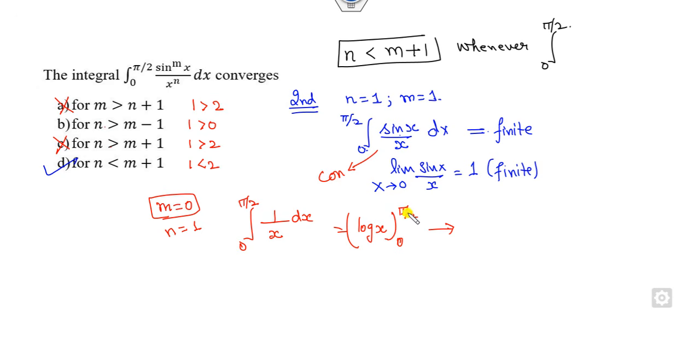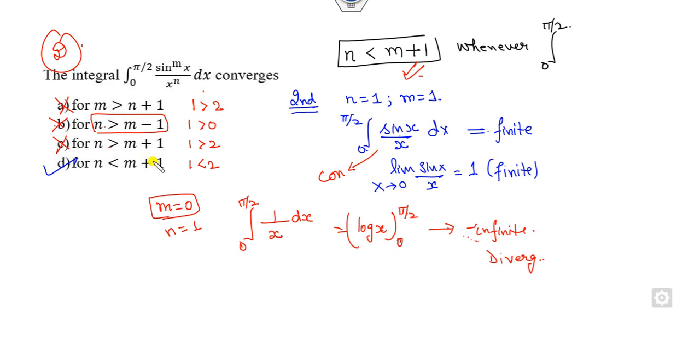Clearly log pi by 2 is finite, log 0 is infinite, so this will be my infinite. So that means this is not satisfied. So 1 is greater than minus 1 is satisfied, but it is divergent. This is divergent, but here you can see it's convergent. So otherwise you can simply remember this rule. So D is the right answer.